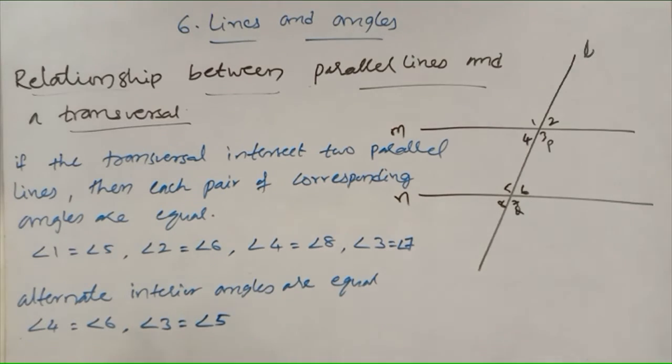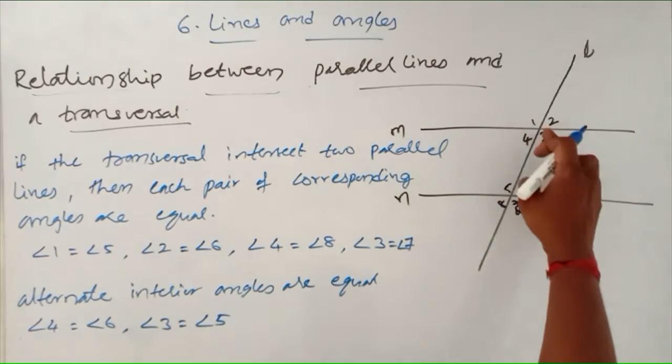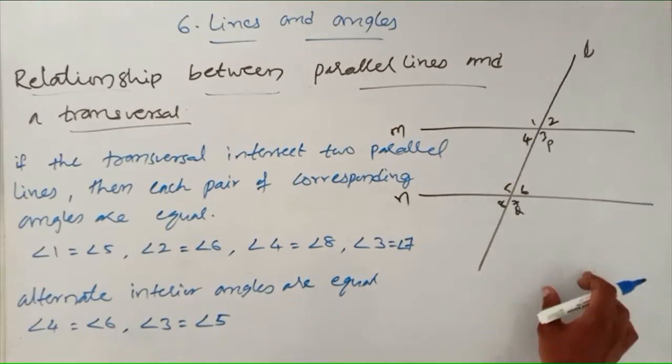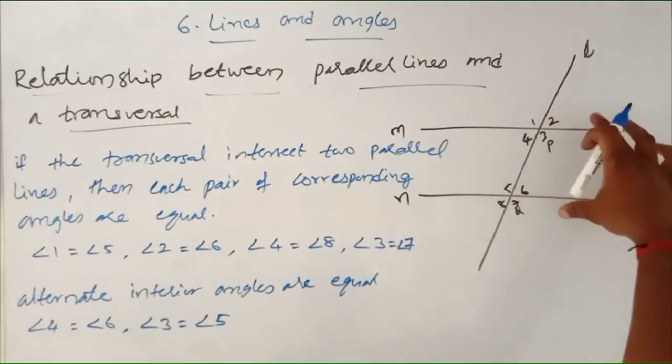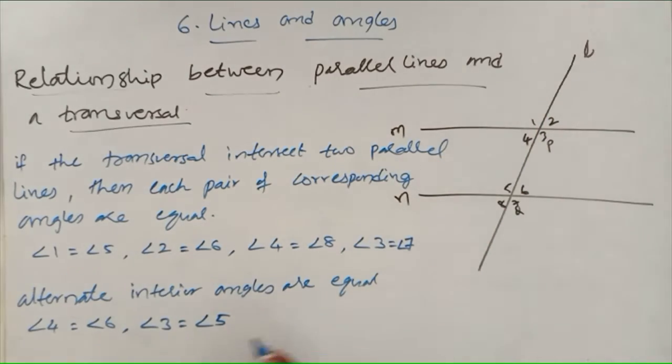Next is if the transversal intersects two lines and alternate interior angles are equal, then they are called parallel lines. If alternate interior angles are equal, then automatically these two lines are going to be parallel. Or in the same way, if corresponding angles are equal, then M and N are parallel lines. In the same way, next is alternate exterior angles are also equal.